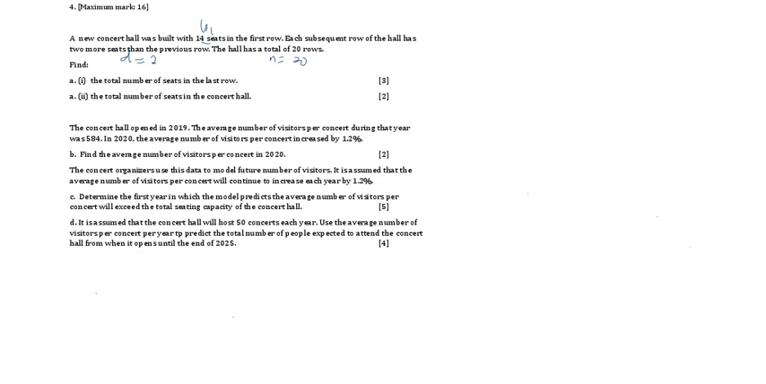Let's solve the first problem. Find the total number of seats in the last row. The last row is u sub 20. So that's u sub 1, which is 14, plus n minus 1, which is 19, times our d, which is 2. You can use your calculator. Our answer is 52.